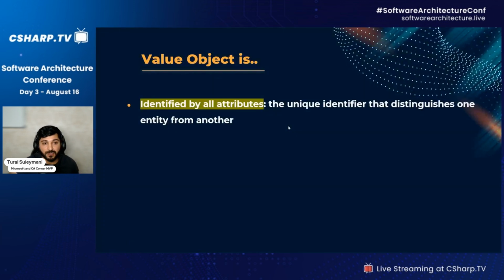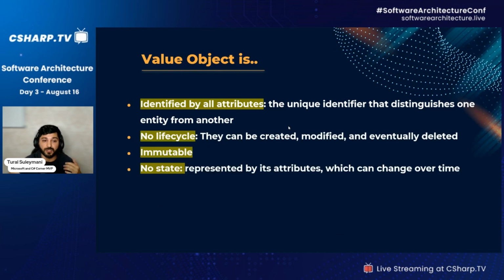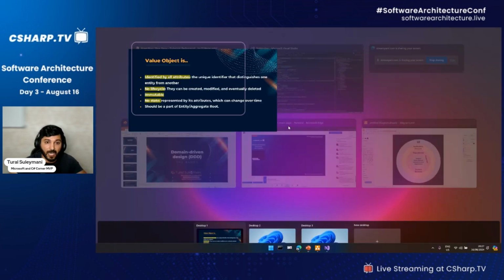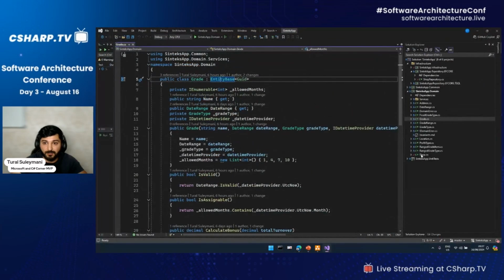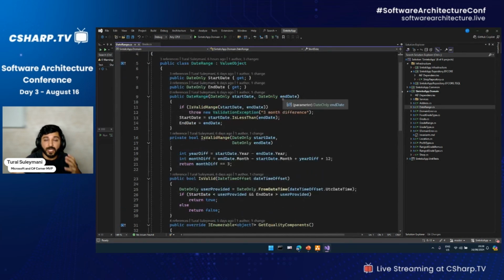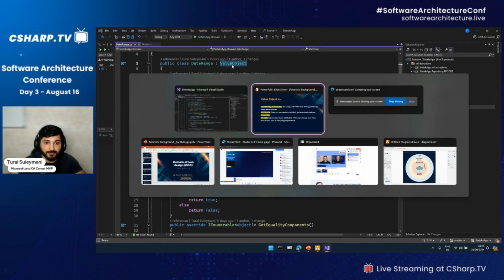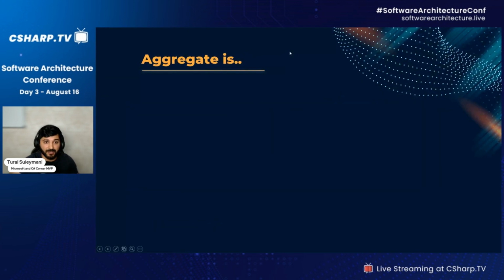About value objects, they are identified by attributes. They don't have a life cycle, they are immutable, have no state, and they should be a part of our aggregate root. And in our case, let me show you a simple example here. We have, for example, DomainRange here. This is our value object. We mostly focus on moving all the business processes to our value objects, because that is better than moving the business logic into our entities.